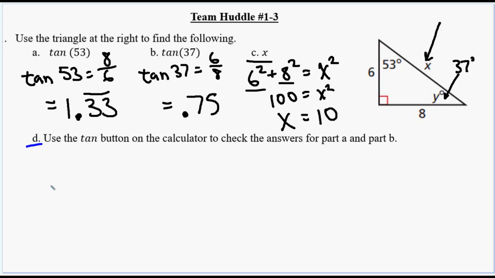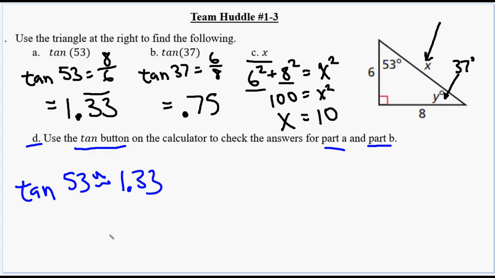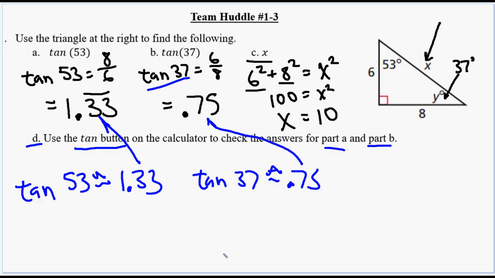Now in part D down here, it says go to the calculator and use the tan key to check your answers for A and B. So for the first part here, we'll do the tan of 53 on the calculator, and we get about 1.33. Pretty good. For tan of 37, we punch that in our calculator, and we get approximately 0.75. Good enough. Excellent.